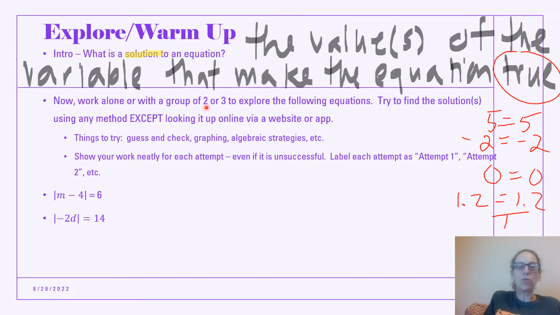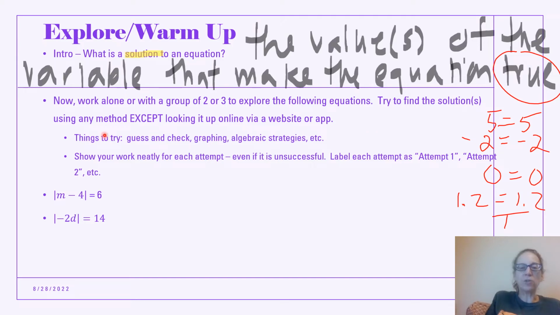So a group of 2 or 3, no bigger than 3, because once we get bigger than 3 students, then it starts to turn to one person is doing it and 2 people are having a sidebar conversation and 1 person's taking a nap. Okay, so we want to keep the groups fairly small. So 2 or 3 to explore the following equations.